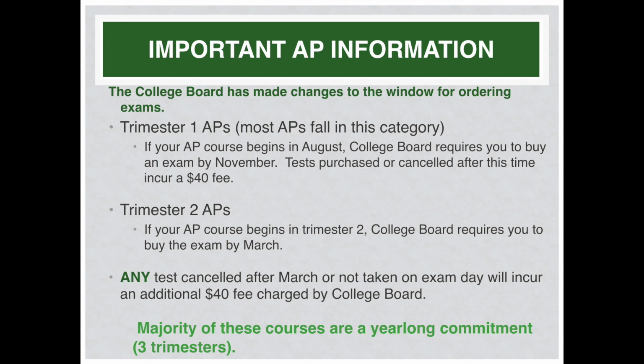Be mindful when enrolling in AP courses. For an AP course that begins in trimester 1, College Board requires you to buy an exam by November. Tests purchased or canceled after that time require a $40 fee. If your AP course starts in trimester 2, College Board requires you to buy an exam by March. Any test purchased or canceled after March will require a $40 fee. Additionally, any test purchased but not taken during the testing period will incur an additional $40 fee.